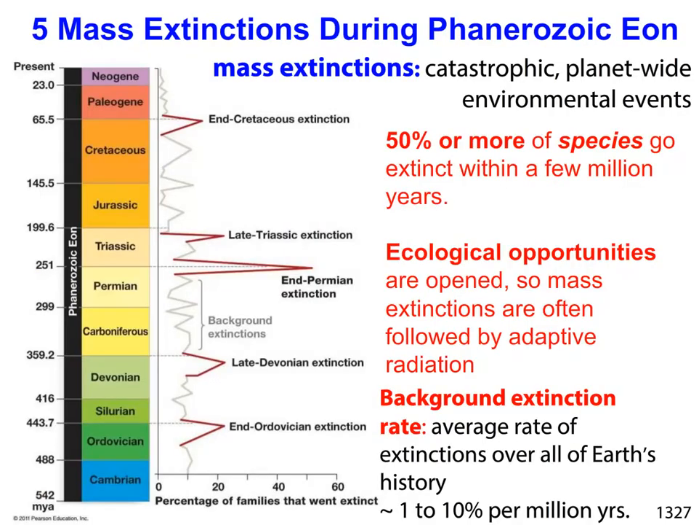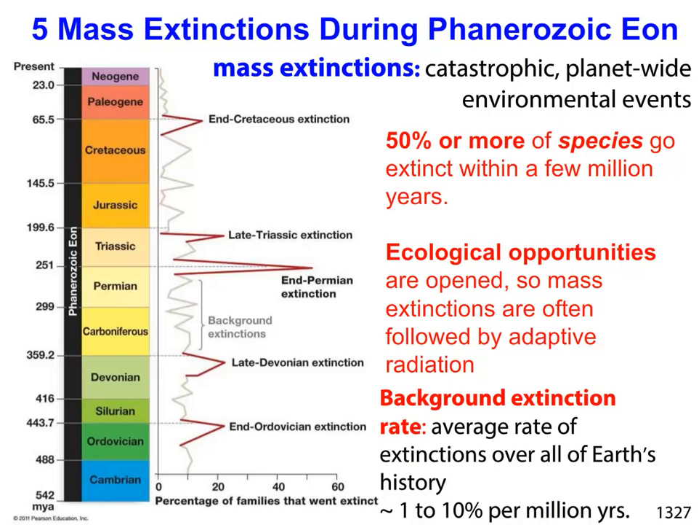Things you should know during these time periods is that there have been 5 mass extinctions during the Phanerozoic eon. A mass extinction is when you have a catastrophic planet-wide environmental event where at least 50% or more of your species go extinct within a few million years. Generally this means there are a lot of ecological opportunities, so mass extinctions are often followed by adaptive radiation. Once again, applying our term.